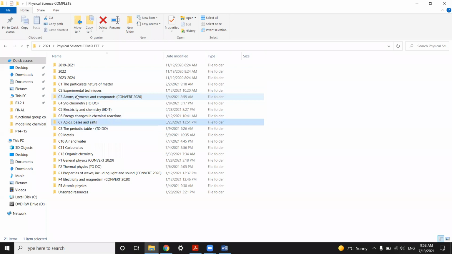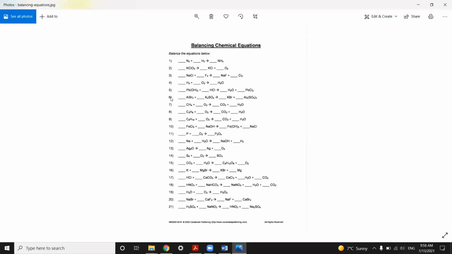If you go to your previous worksheets, this one over here. Yep. So don't worry about the balancing. Forget about the balancing. Take away the balancing numbers. And then all you can do is look at chemicals and play around with it and then work out the molecular masses.